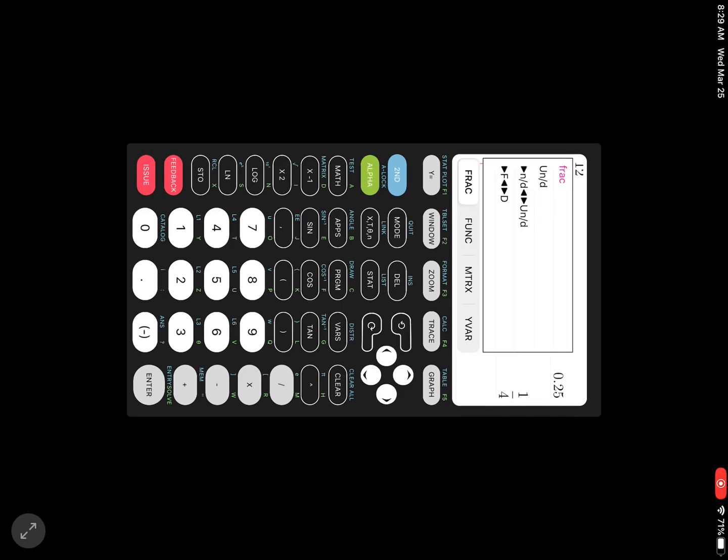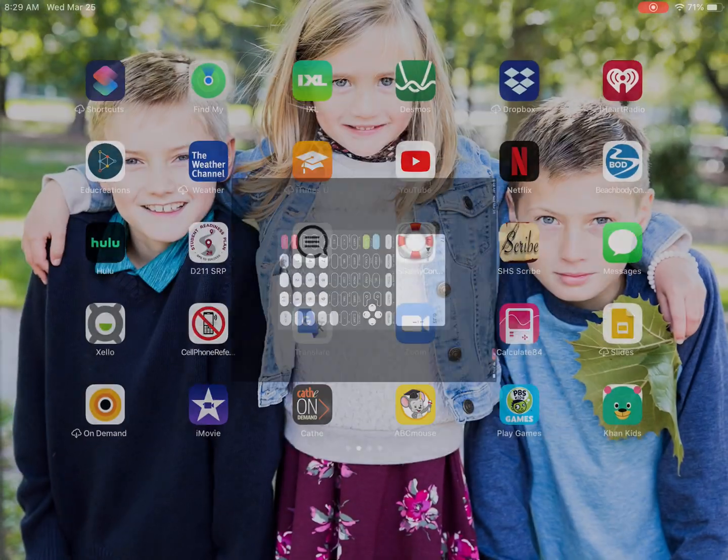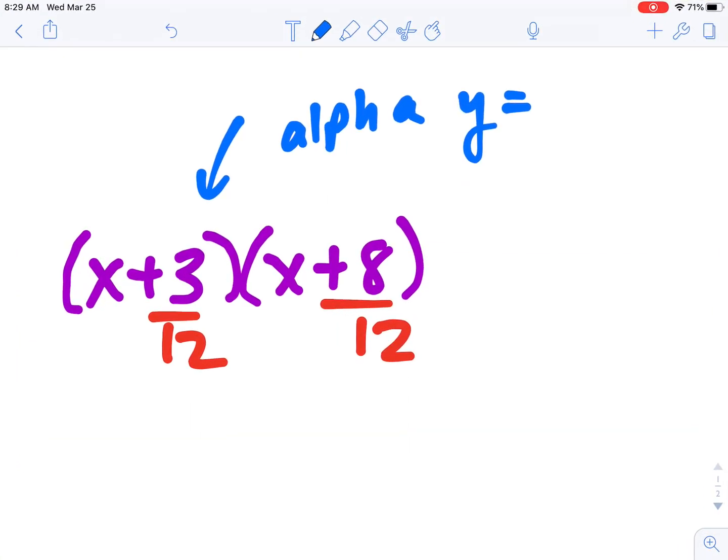So alpha y equals 3 over 12. Still gives us a decimal. Okay, so you want to go to math, which is right under that green alpha, and just hit enter, and it'll change your decimal to a reduced fraction. So this reduced fraction is 1/4.